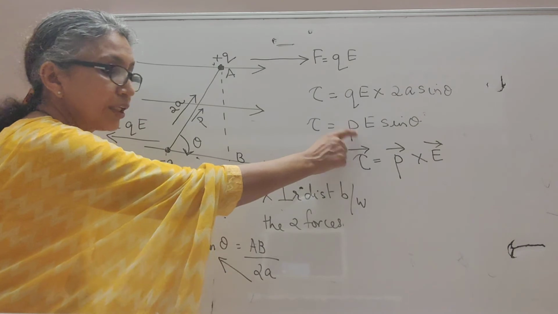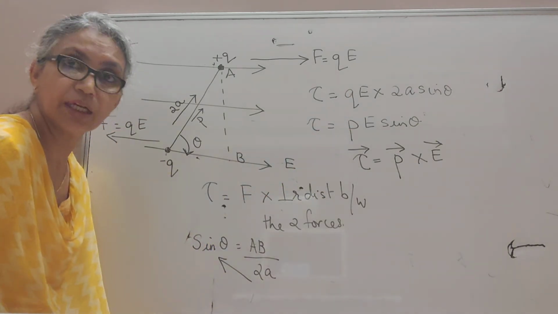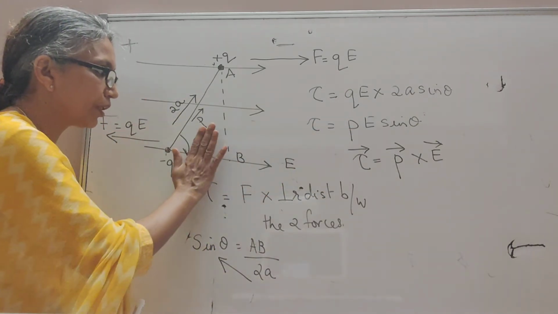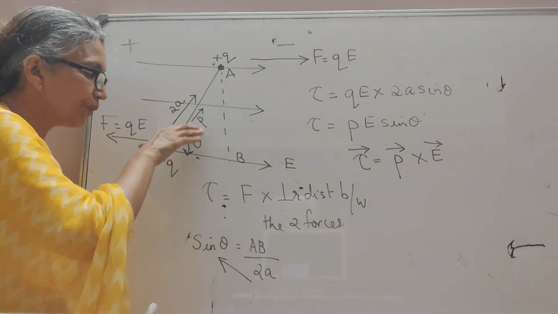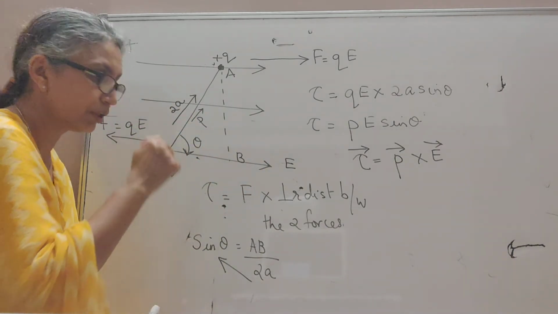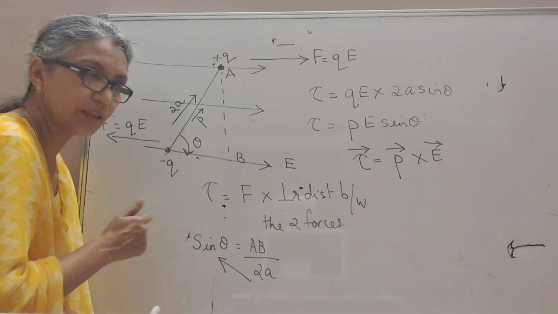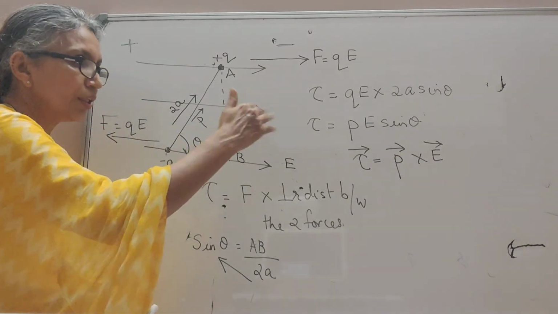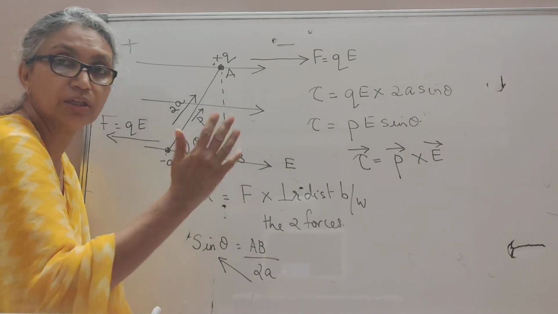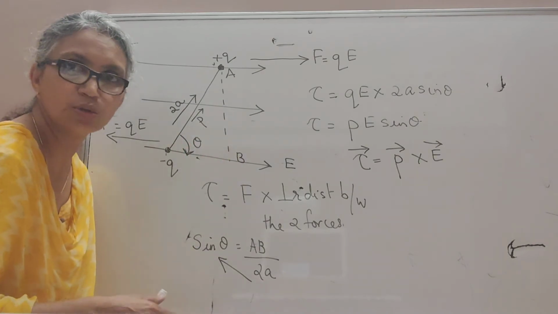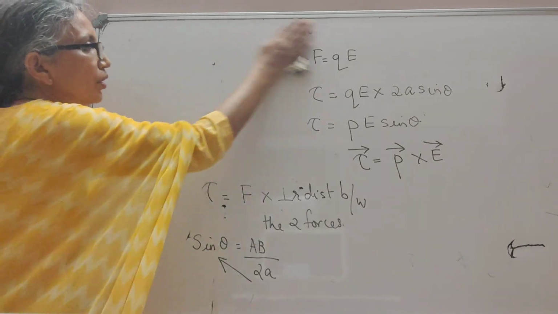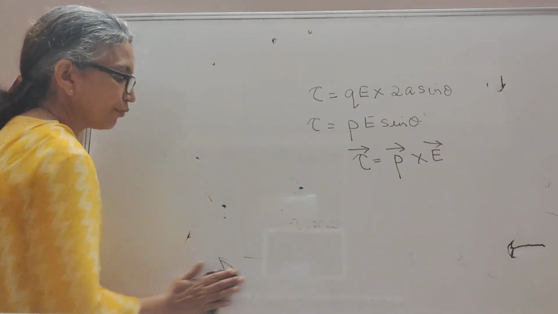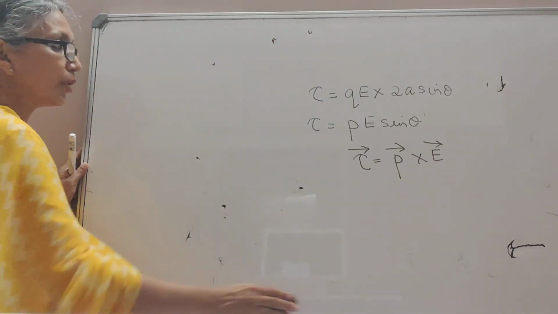The magnitude will be given by pE sin theta. Direction will always be perpendicular to the plane containing P and E. And if you are turning from P to E in the clockwise direction, your resultant will be inwards. If you are turning from P to E in the anti-clockwise direction, your torque will be upwards, outwards and so on.